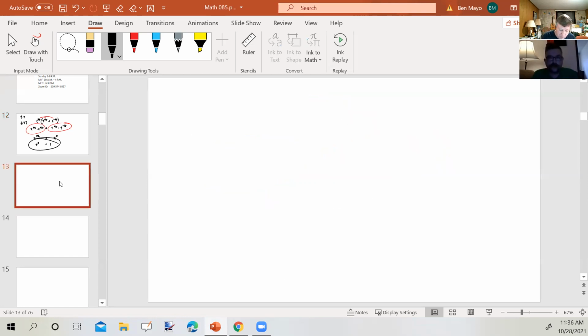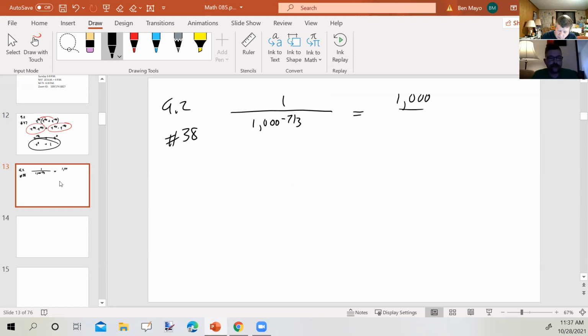All right, we've got one more. This is from 9.2 also, number 38. It says simplify the expression. If the expression is not a real number, enter not real. And we have 1 over 1,000 to the negative 7/3 power. So that would become 1,000 to the positive 7/3 power.